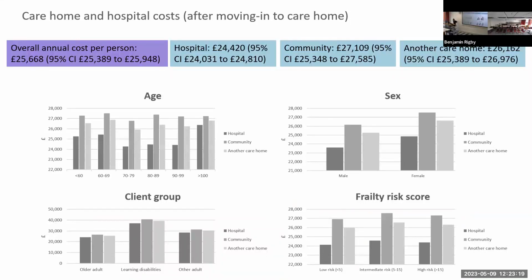This is after moving into care homes. Frailty was measured at care home admission, using data from before care home admission. So this is once they've entered care homes, and these are care home costs and hospital costs. We haven't taken the costs apart into the different components for this one at the moment. So this is still ongoing, I should say.